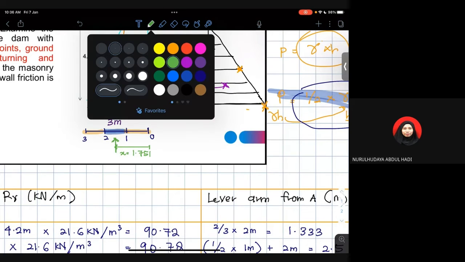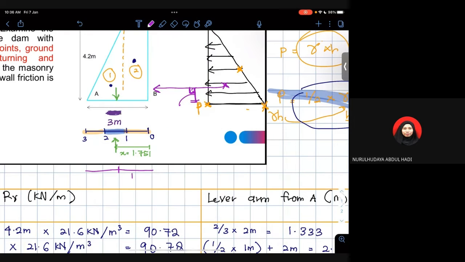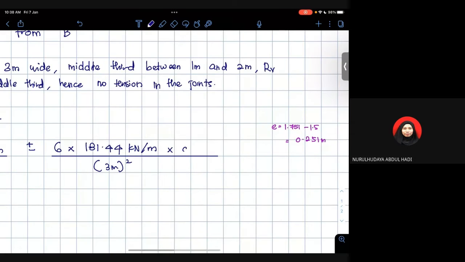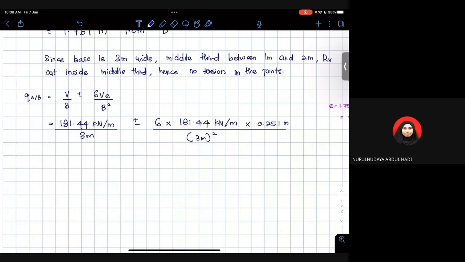Retaining wall ni, you bagi 2. You dapat 1.5 and 1.5. Beza 1.5 ni dengan 1.751. Inilah E. 0.251 meter. B divide with 2 minus lah dengan X. Kalau dapat value dia negatif, bila you masuk dalam ground bearing pressure punya formula, jangan masukkan negatif lah. 0.251 meter. Kita boleh simplify kan.